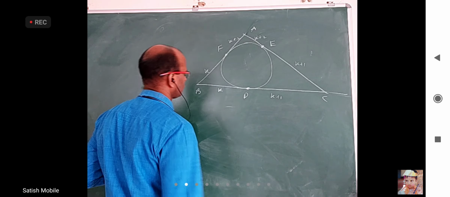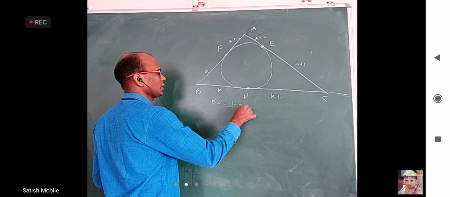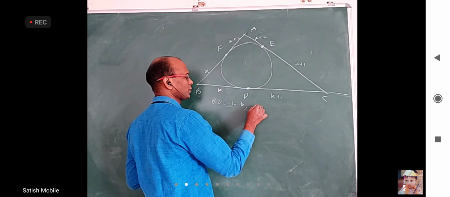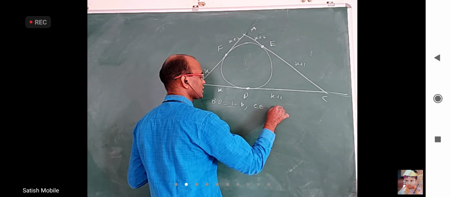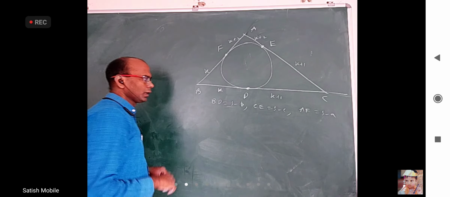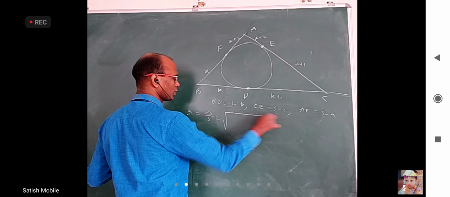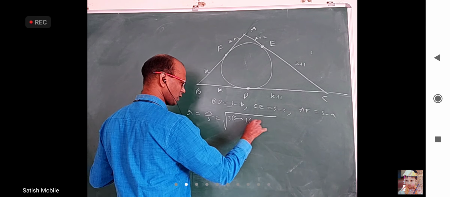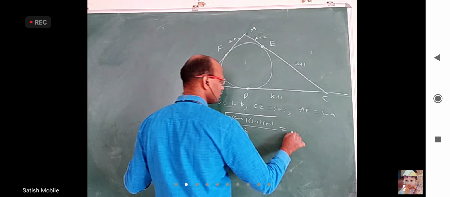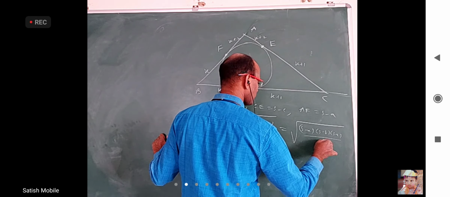But we know that BD length is nothing but S minus B. This and this are S minus B. This and this are S minus C, we proved earlier. So CE length is S minus C and AF length is S minus A. From this, how to find small r? Normally, small r is delta by S, which is square root of S into S minus A into S minus B into S minus C, by S square. S and S will cancel. You will get root over S minus A into S minus B into S minus C by S.